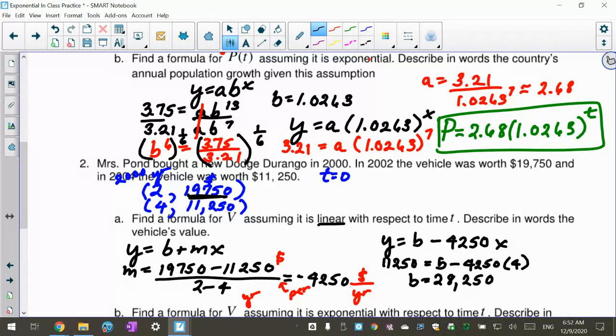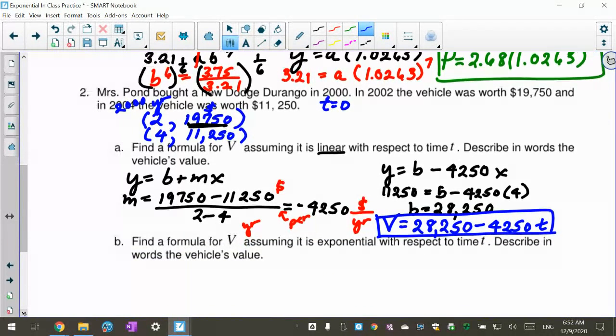So that's my b. So I'm going to write this, what they want us to use, V's and T's. So I'm going to do V, the value of my vehicle, began at $28,250 in 2000. So that's what I paid for it, according to this model, minus $4,250 per year. So I will ask you on quizzes, could you explain to me what that means in words? Okay?